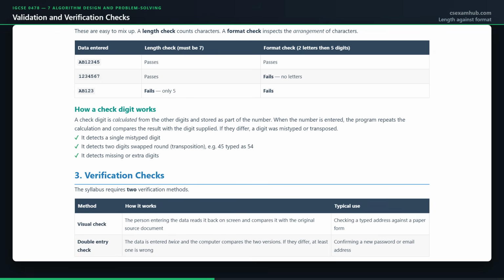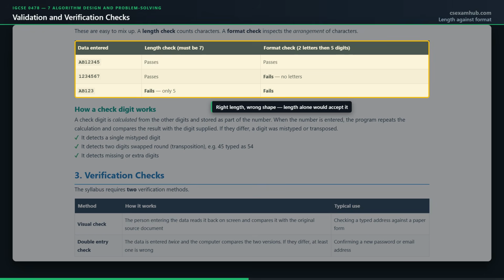page separates them properly. A length check counts characters and nothing else. A format check tests the pattern, which characters in which positions. Work through the examples. Take a code that must be 7 characters, in the pattern 2 letters, then 5 digits. The entry AB 1, 2, 3, 4, 5, 7 characters, so the length check passes. 2 letters, then 5 digits, so the format check passes too. Now ABC 1, 2, 3, 4, still 7 characters, so length passes. But the pattern is 3 letters, then 4 digits, so format fails.